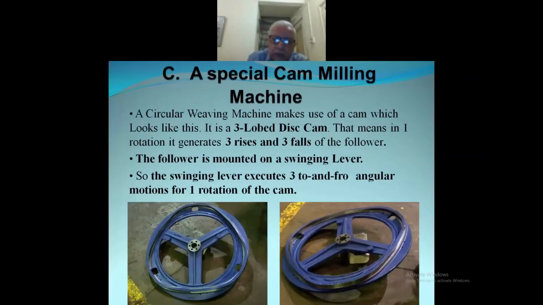Now, from these flexible things, let us go to something very solid. We have heard about cams, and a lot of things are taught about cams. Now, a circular weaving machine makes use of a cam which looks like this. This is the heart of the machine. It is a disc cam with a track which has got 3 lobes. So if this rotates by one rotation, the follower will be making 3 rises and 3 falls. That is very simple.